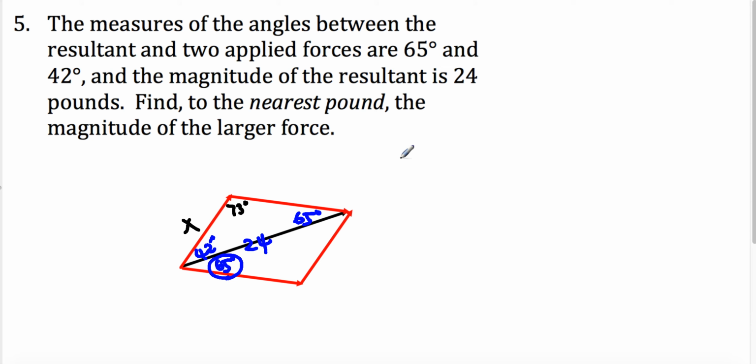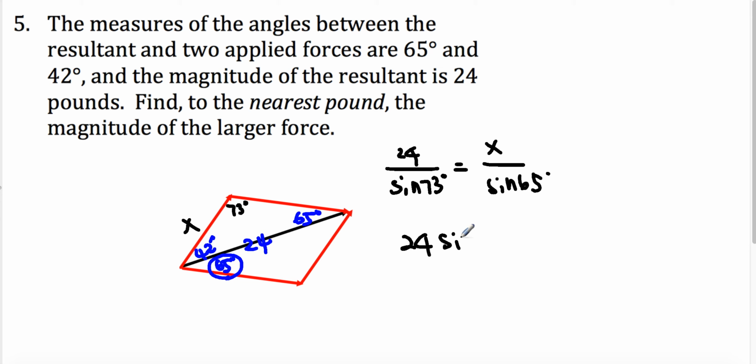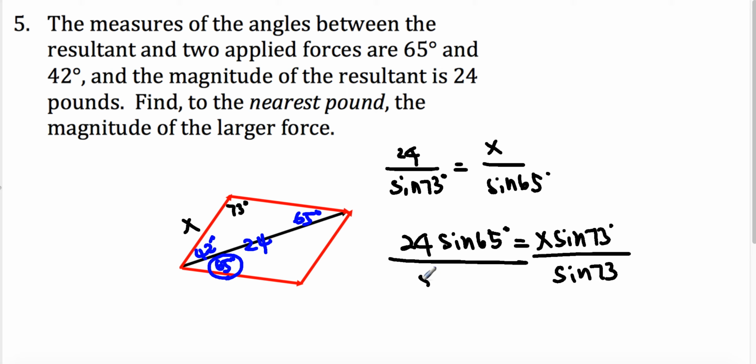And let's write up the law of sines. So here we get 24 over sine of 73 degrees, which is equal to x over sine of 65. Now we can cross multiply them or simply multiply by sine of 65 to get the value of x by itself. But we're just going to cross multiply for now. 24 times sine of 65 is equal to x times sine of 73. So to have x by itself, I'm just going to divide by sine of 73. Then these two cancel out.